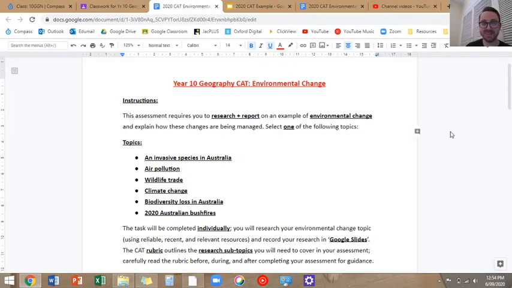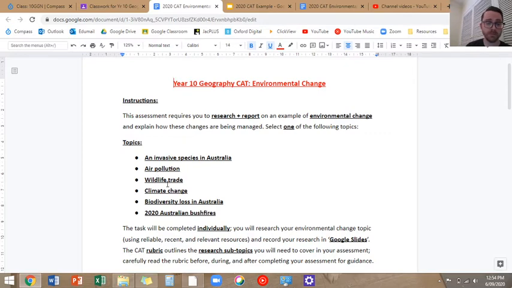Let's read the CAT instructions. So, environmental change is the focus of this topic, and this assessment requires you to research and report on an example of environmental change and explain how these changes are being managed. So you select one of the following topics related to environmental change. So invasive species, so animals or plants that have been brought into Australia. They're not native, they're foreign, and they're messing up the environment.